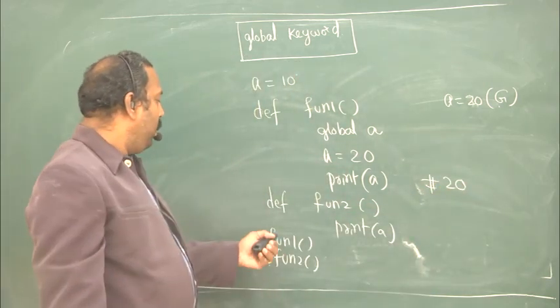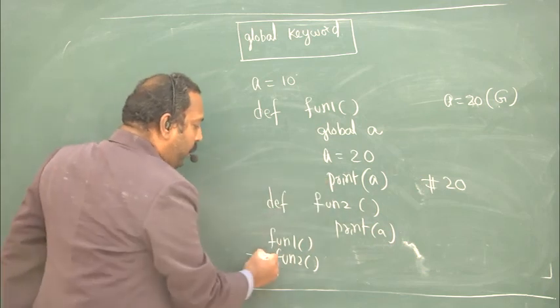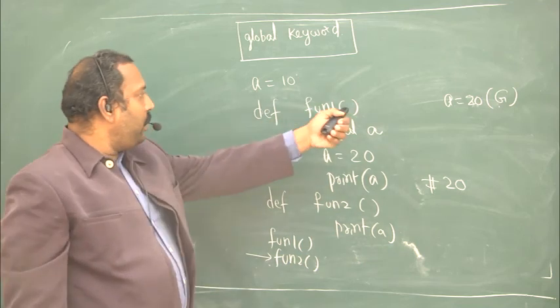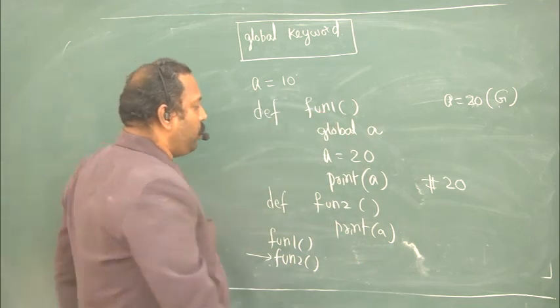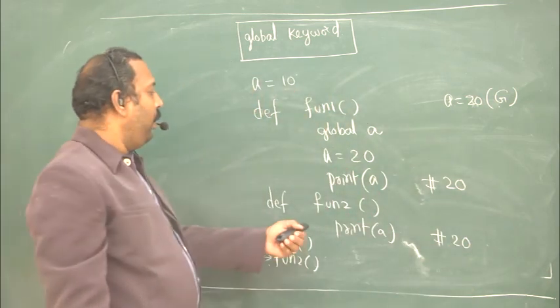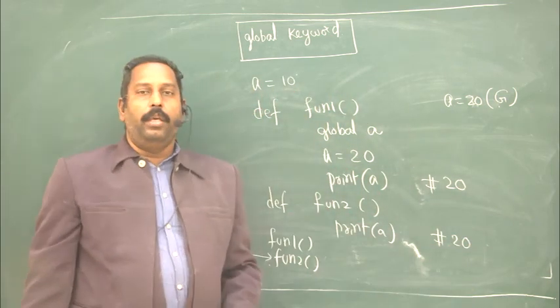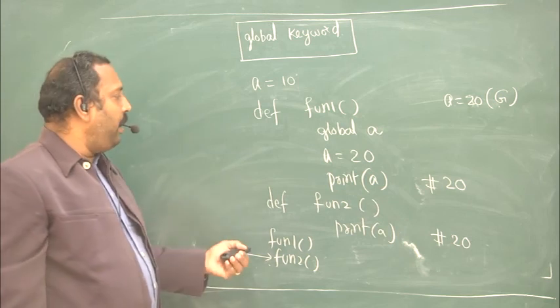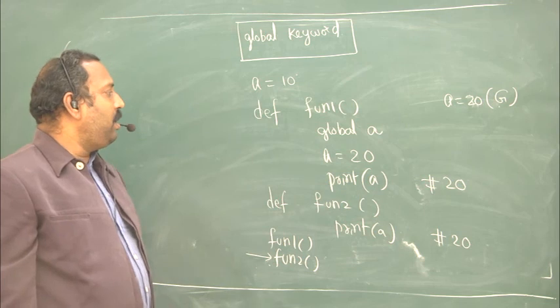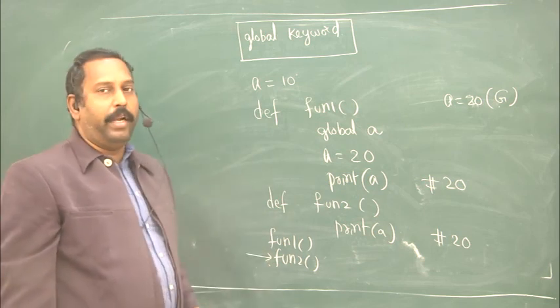After that control returns back to function 2, in function 2 again there is a print a. So what is the global variable a value? It is 20. So you'll get the output 20. So this is the output. You got 20, 20. In the previous case you got the output 20 and 10. But in this case you'll get the output 20 and 20.